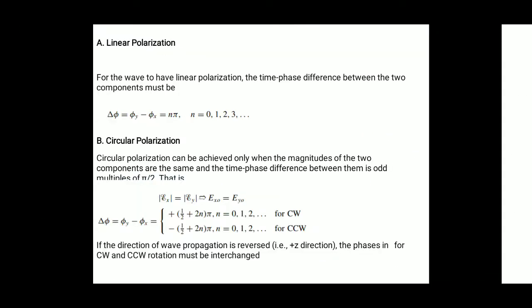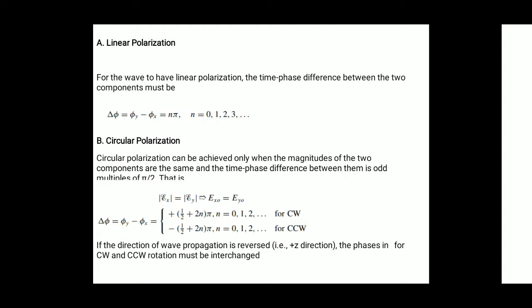So now we discuss linear polarization. For the wave to have linear polarization, the time phase difference between the two components must be a multiple of n pi, where n is 0, 1, 2, 3 and so on.